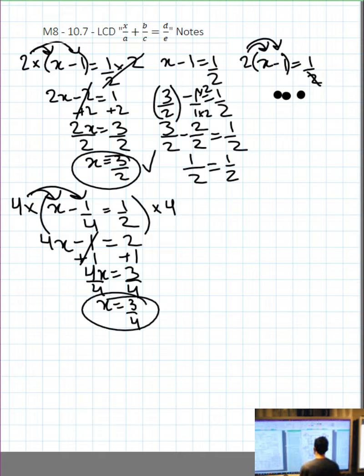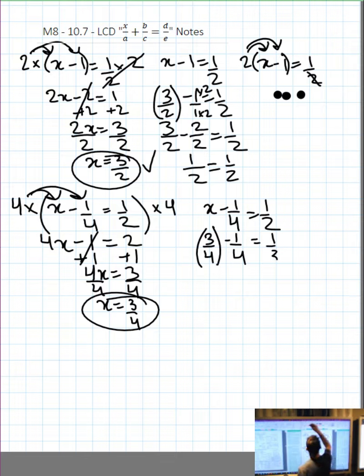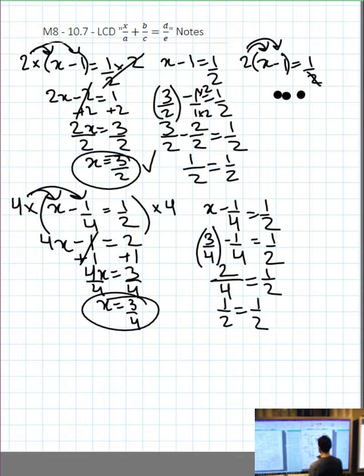Circle your answer. Check your answer. Rewrite the question. x minus 1/4 equals 1/2. Carefully substitute the x value in, substituting with brackets. So 3 over 4 minus 1 over 4 equals 1/2. On the left-hand side, we have a lowest common denominator of 4. 3 minus 1 is 2. The right-hand side is 1/2. On the left-hand side, we can simplify our fraction. 1/2 equals 1/2. Near the answer, x equals 3 over 4 off to the left. Check mark. Timesing both sides by the LCD.